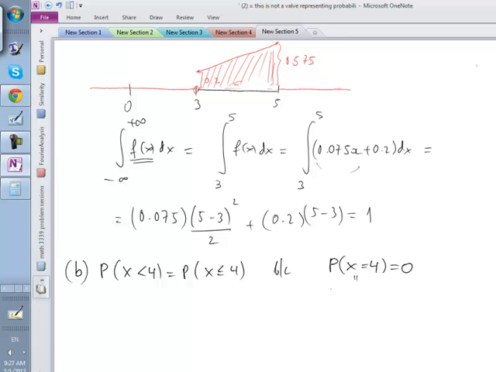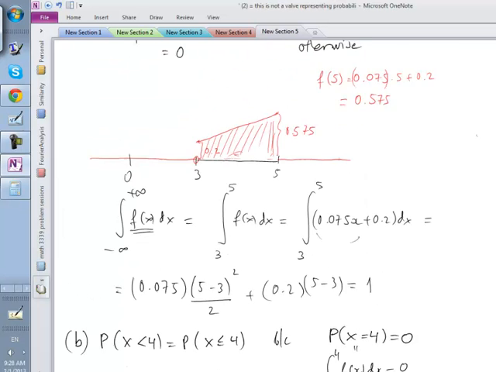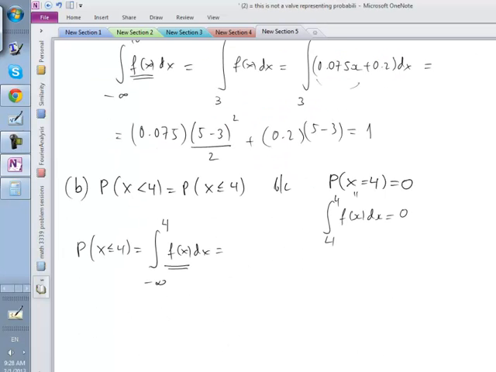Okay, why is this 0? Because you would integrate the density function from 4 to 4, and when you integrate a function over an interval of length 0, that gives you 0. So what is the probability of x less than or equal to 4? This is the integral from negative infinity all the way to 4 of the density function. You always begin with the density function, and then after you have the integral, you do the replacements. Now you break the integral at 3.